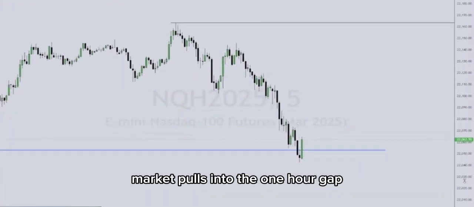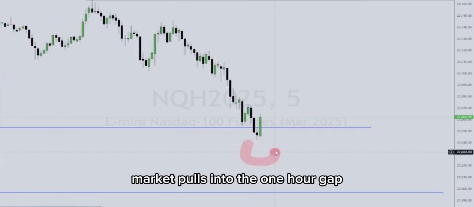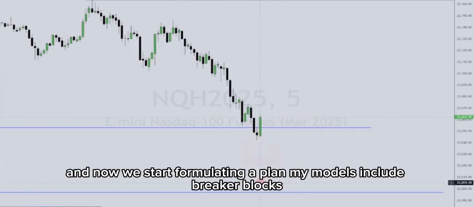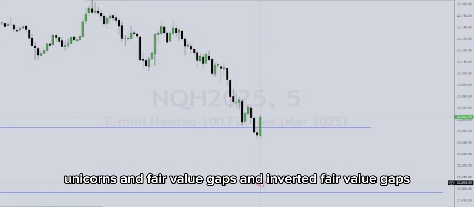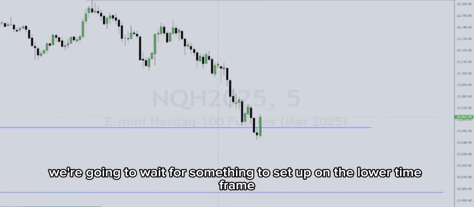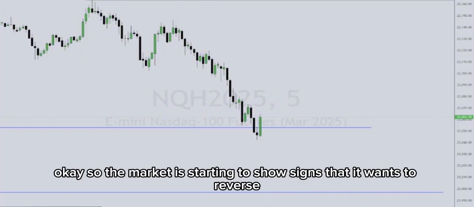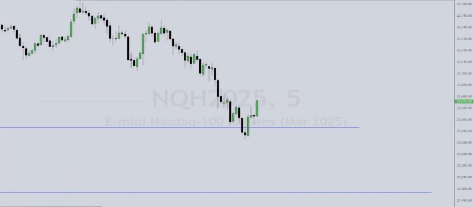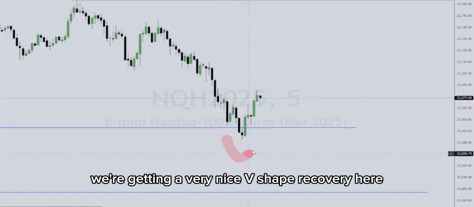Market pulls into the 1 hour gap. Okay. And now we start formulating a plan. My models include breaker blocks, unicorns, and fair value gaps, and inverted fair value gaps. We're going to wait for something to set up on the lower time frame. Okay. So the market is starting to show signs that it wants to reverse. We're getting a very nice V-shaped recovery here.